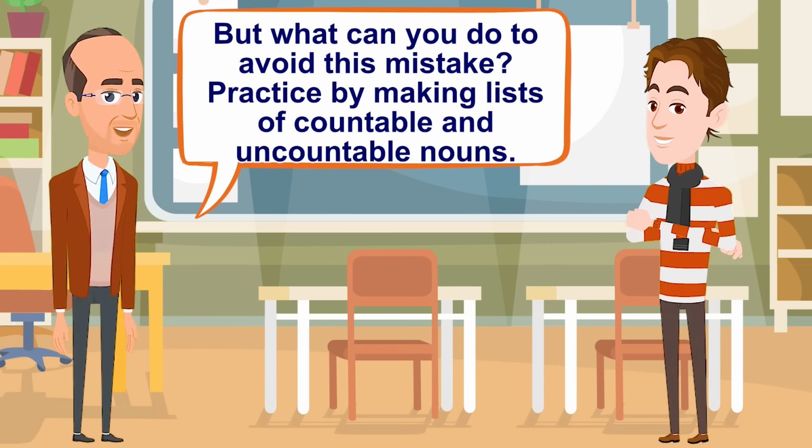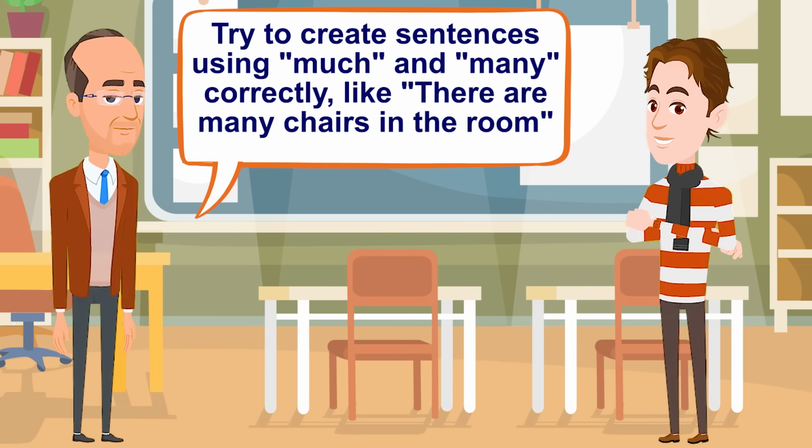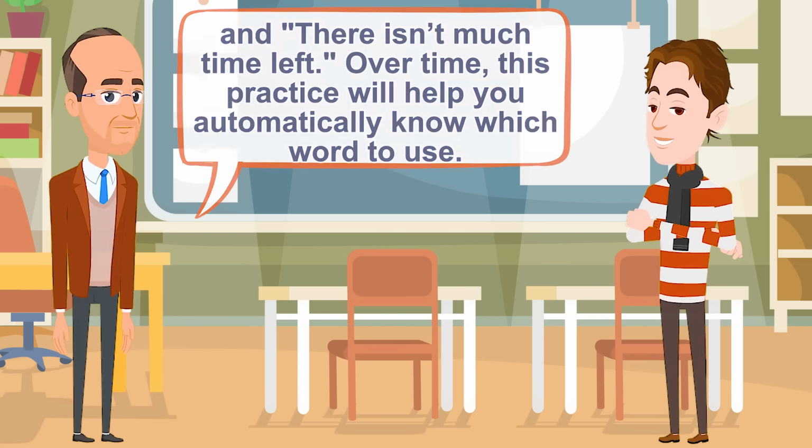But what can you do to avoid this mistake? Practice by making lists of countable and uncountable nouns. For example, many cars, countable, and much milk, uncountable. Try to create sentences using much and many correctly, like there are many chairs in the room, and there isn't much time left. Over time, this practice will help you automatically know which word to use.